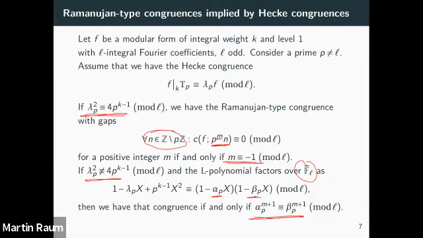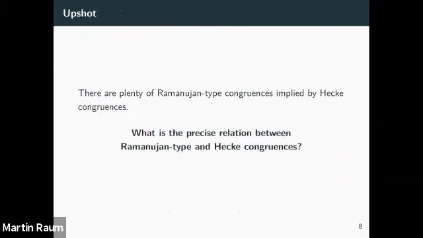Okay, so we have one more slide in this section. Let's put this question. I was already hinting at it. We get plenty of Ramanujan-type congruences. And this is really what was the motivating question for me in several of these papers that I wrote lately. Namely, what is the precise relation between Ramanujan-type and Hecke congruences? This is something that I found exciting because it seemed to me that in the literature, only Hecke operators were used to derive Ramanujan-type congruences. And yet nobody had proved a converse. So I wanted to know whether a converse is possible. That was really the motivation.